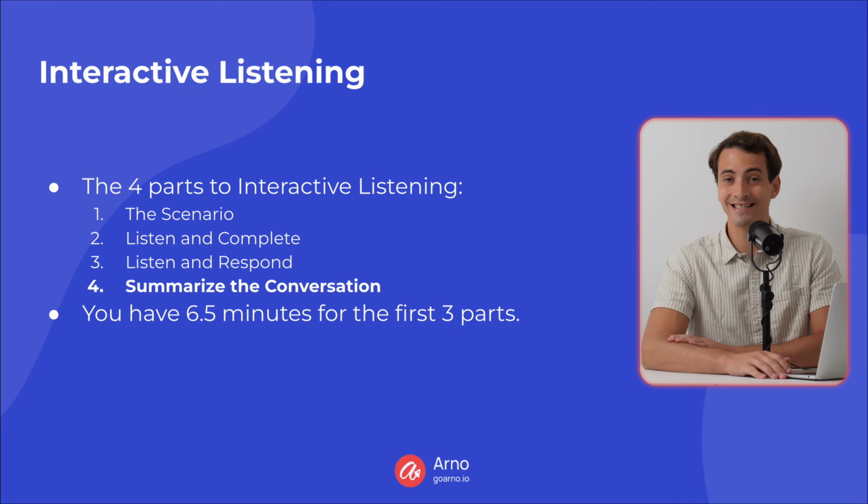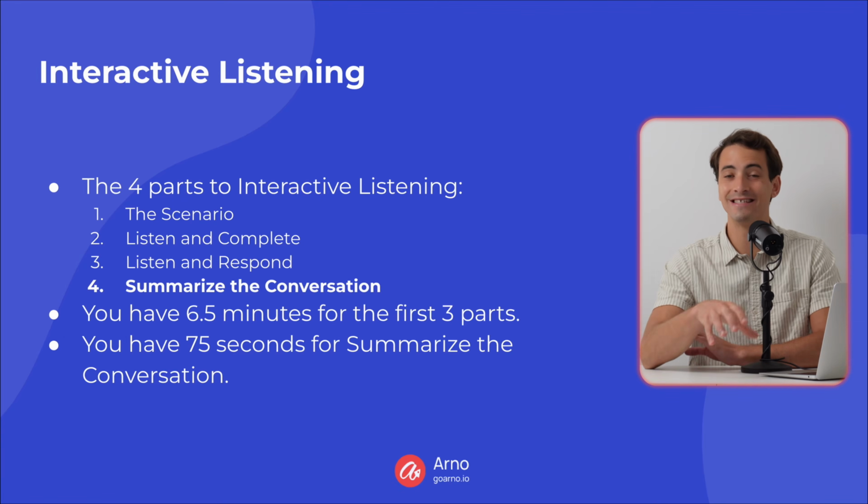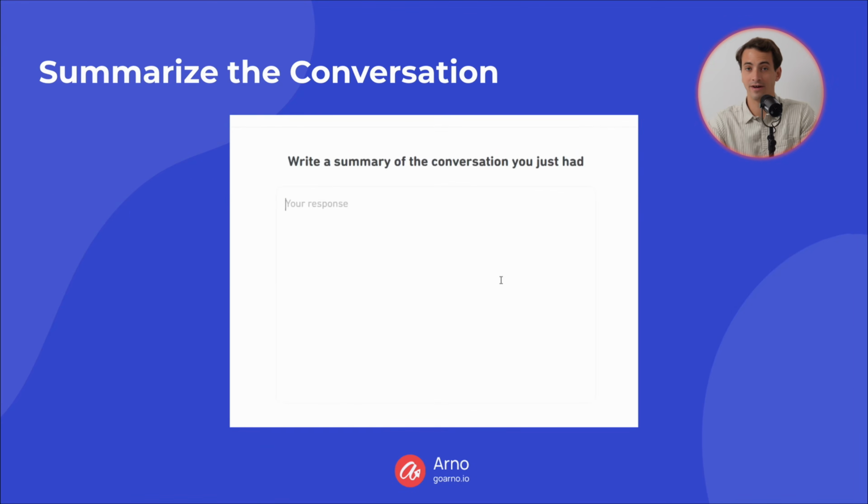You have 6.5 minutes for the first 3 parts. Then you have 75 seconds for summarize the conversation. So summarize the conversation has its own timer. It looks like this. So once you finish the conversation and the listen and complete and listen and respond questions, you then proceed to this question. And it's very simple. You have 75 seconds to write a summary of the conversation.